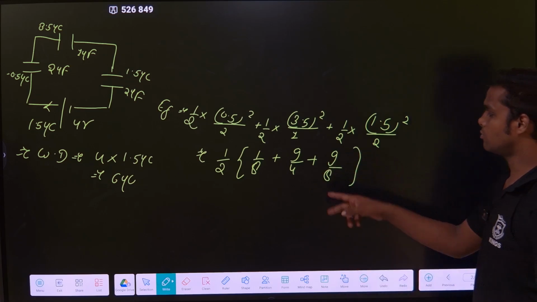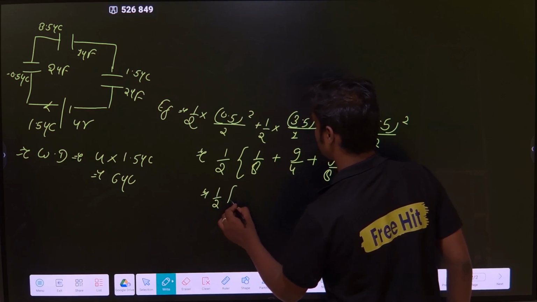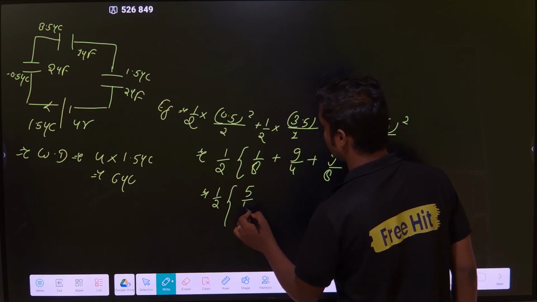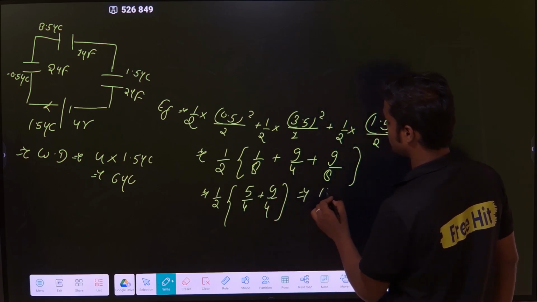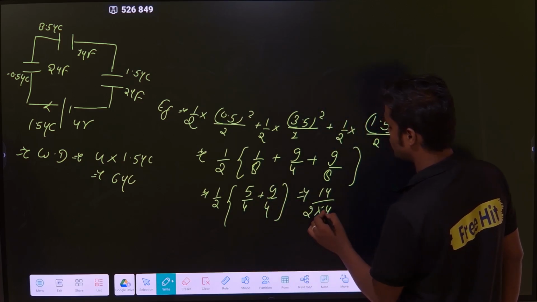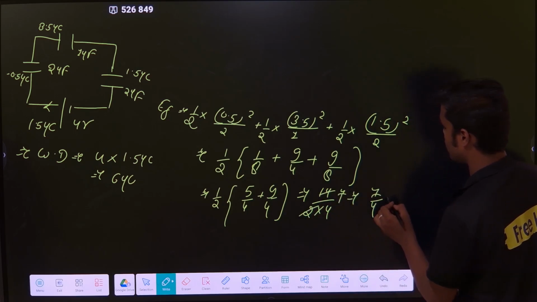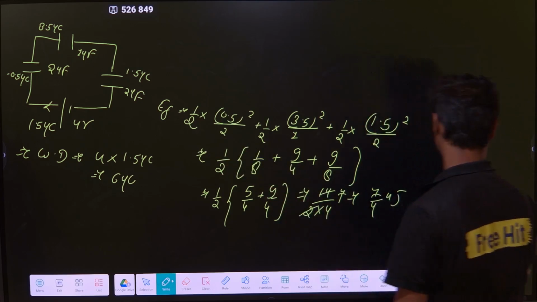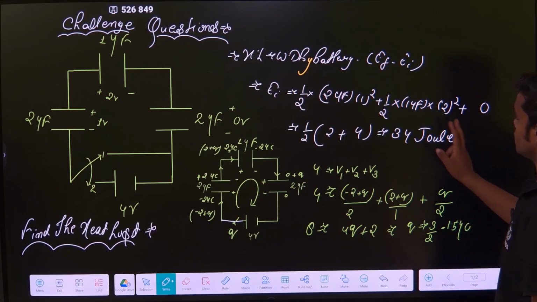Are you getting my point now? Okay, so this will become 1 by 2 into, 9 plus 1 is 10, 10 by 8, that is 5 by 4, plus 9 by 4, that is 14 by 4. So this is 14 by 2 into 4, so 7. So we get the final energy as 7 by 4 microjoule. This is 7 by 4 microjoule, and the work done by the battery is 6 microjoule. We have also calculated the initial energy of the system, that is 32 microjoule.